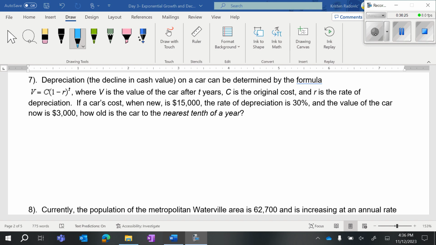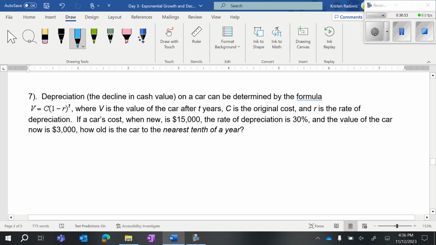Okay, I lied. We had 2 more problems, and then I'll officially be done. These are Regents questions, so they are really important. The depreciation, the decline in cash value on a car, can be determined by that formula, where V is the value of the car after T years, C is the original cost, that means it's your initial, and R is the rate of depreciation. If a car's cost is $15,000 and the rate of depreciation is 30%, the value of the car is now $3,000. How old is the car to the nearest tenth of a year? All right, because you have decay, let's write the formula down.